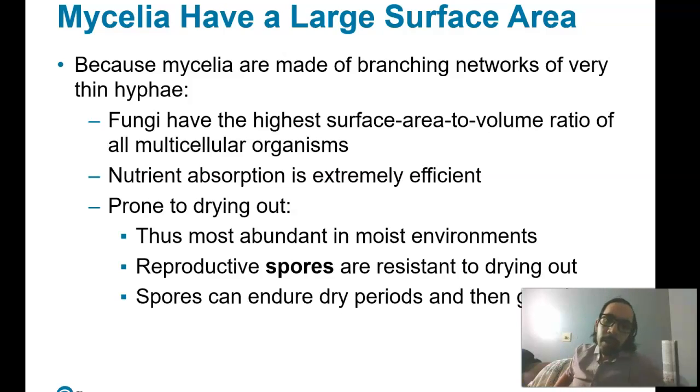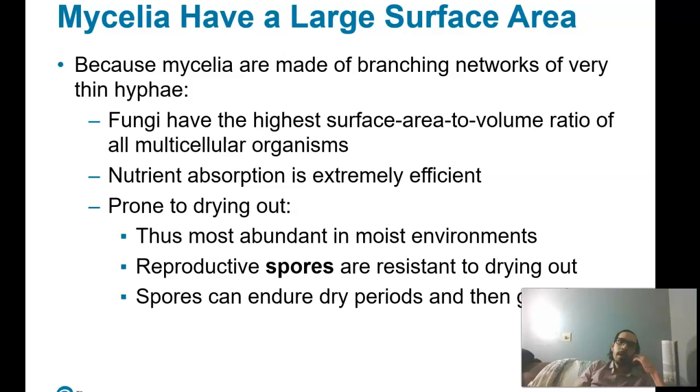Because mycelia are made of branching networks of very thin hyphae, the fungi have the highest surface area to volume ratio of all multicellular organisms. And this makes nutrient absorption very efficient. Okay? And that's important because that's how fungi function. They absorb nutrients from other organisms.